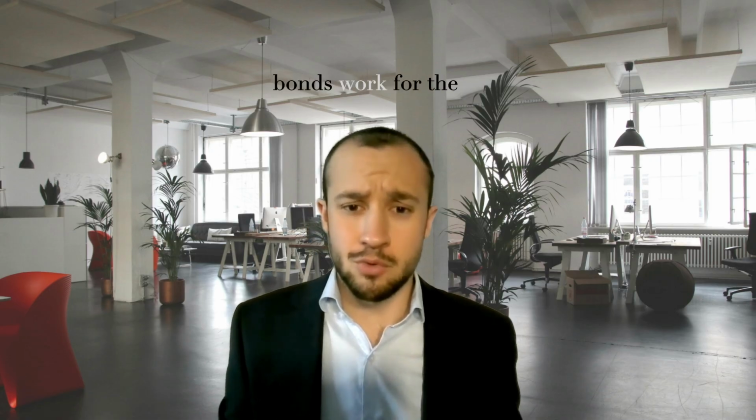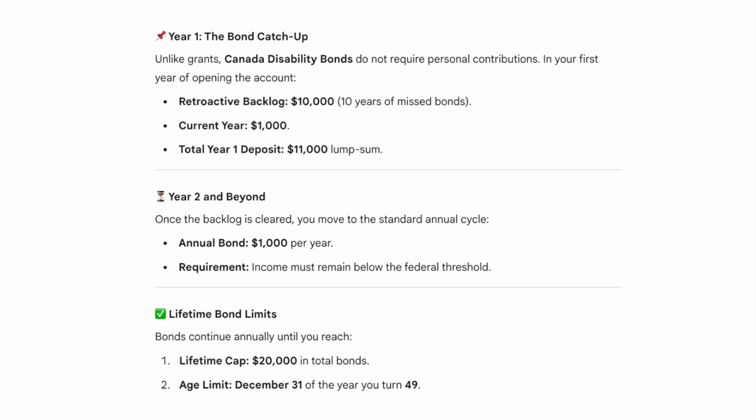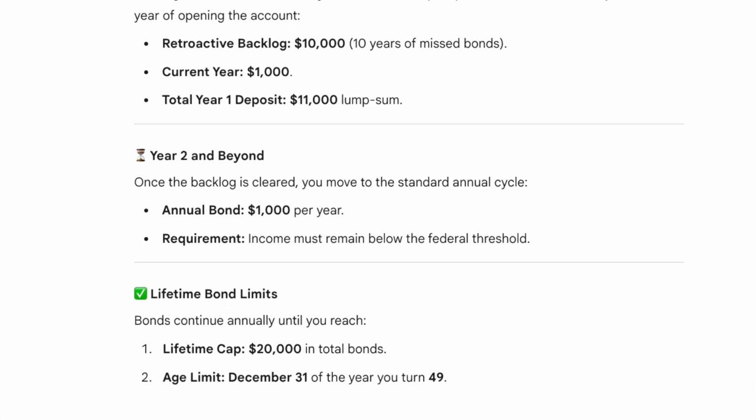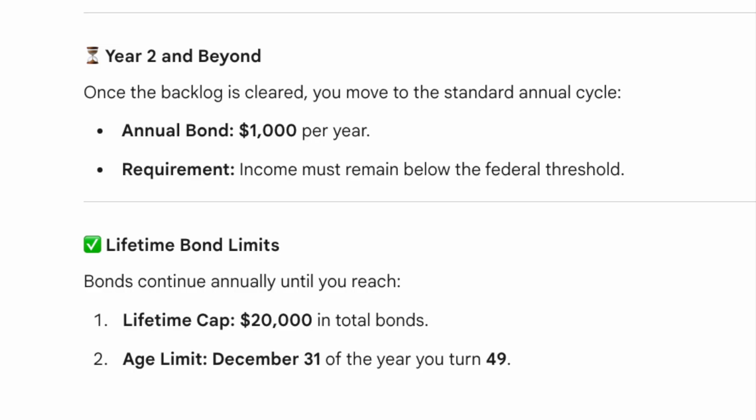As for how the bonds work for the retroactive 10-year catch-up, in your first year of opening the account, you should receive the entire $10,000 backlog plus the current year's $1,000 entitlement as a single lump sum deposit of $11,000 without requiring any personal contributions from you. In year 2 and every year following, you will simply receive the standard $1,000 annual bond for that current calendar year, provided your income remains below the threshold until you eventually reach the $20,000 lifetime bond limit.